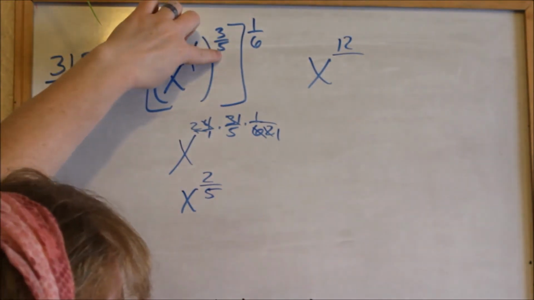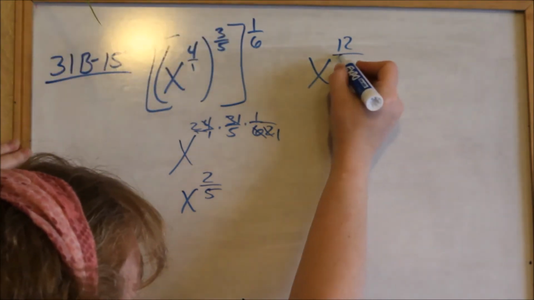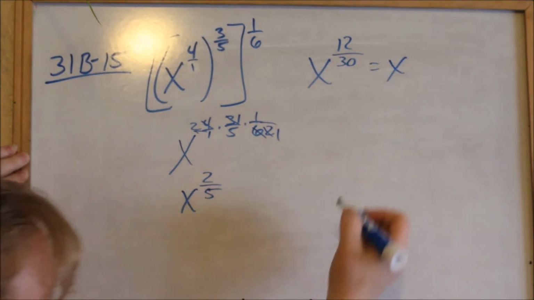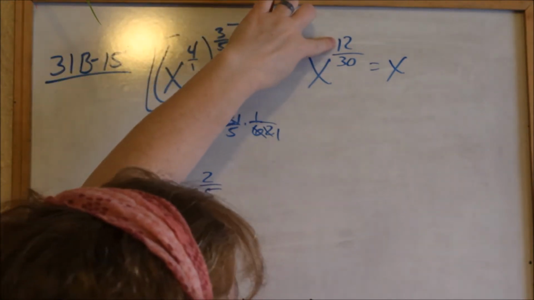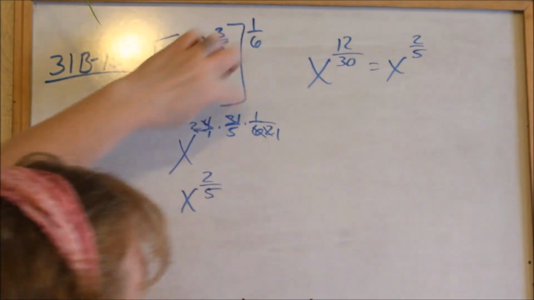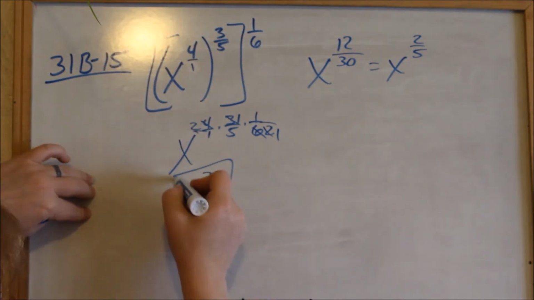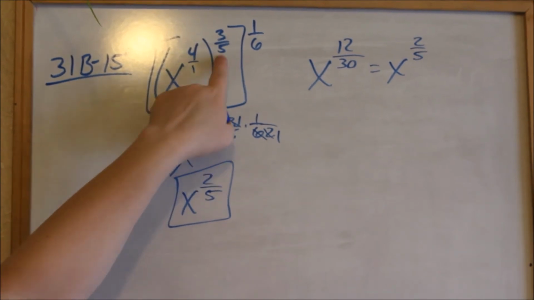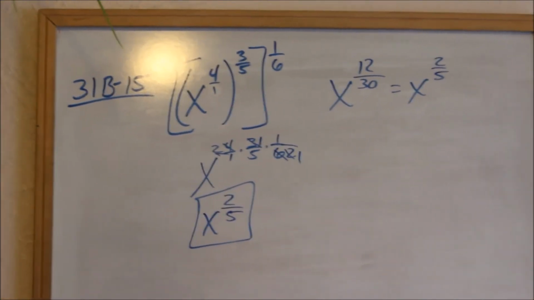1 times 5 is 5. 5 times 6 is 30. You would have 12 to the 30th. Then you would just need to reduce. Okay? You can reduce both of these by 6. And that would be to the 2/5, which is the same answer that you get when you cancel. So you can do it either way. The main thing to know is that all of these exponents need to be multiplied together.